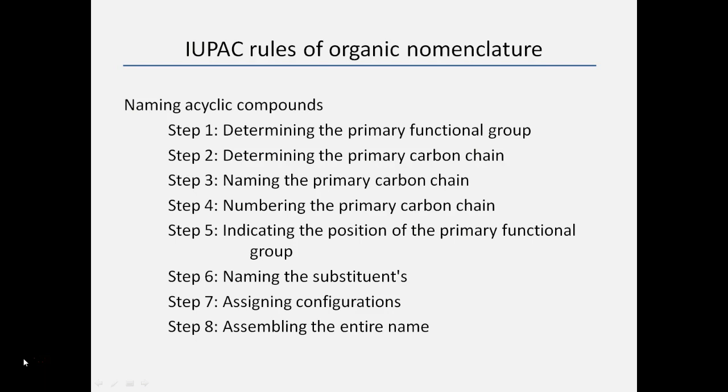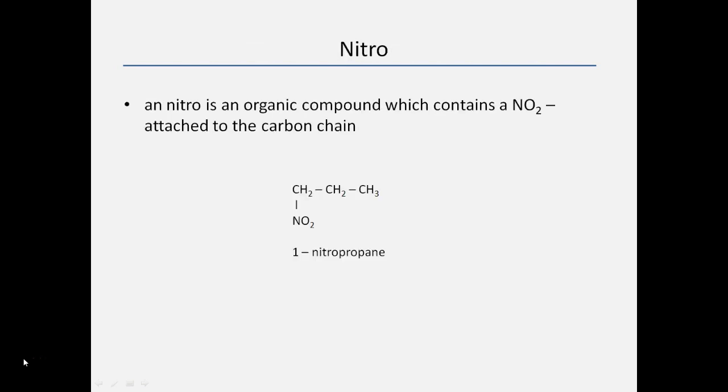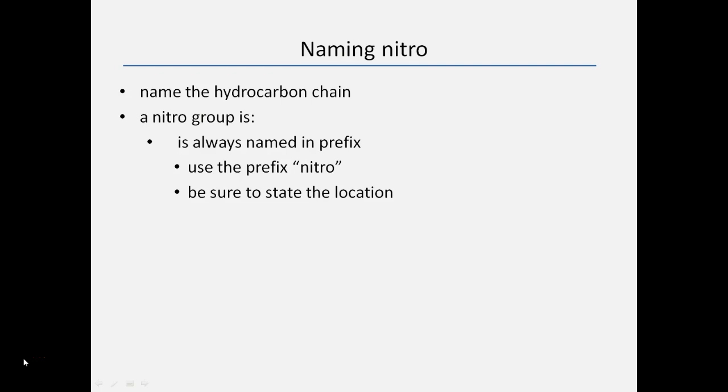So what we'll do is go through our functional groups from lowest priority to highest priority for the most part. The lowest priority functional group we've already talked about in class. It's a nitro, an NO2 attached to my organic compound, and these are in a lot of explosive organic compounds. Because it's the lowest priority, it's always named in a prefix, with the prefix nitro, and we have to state its location.